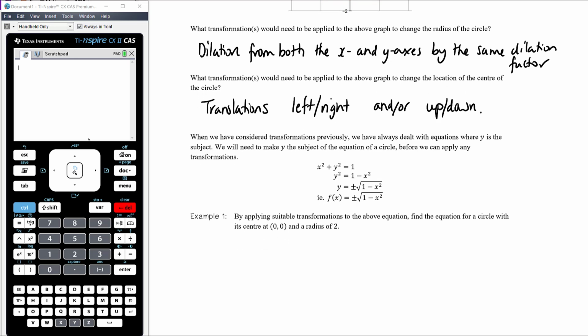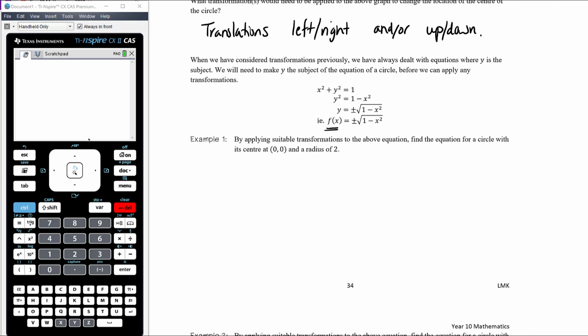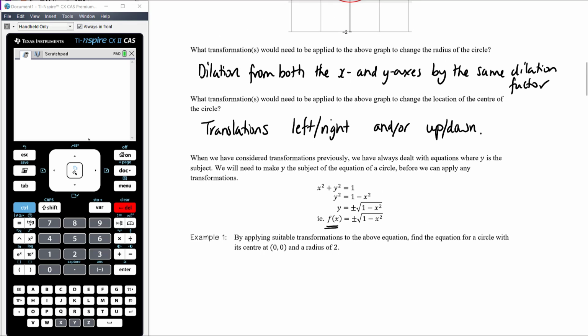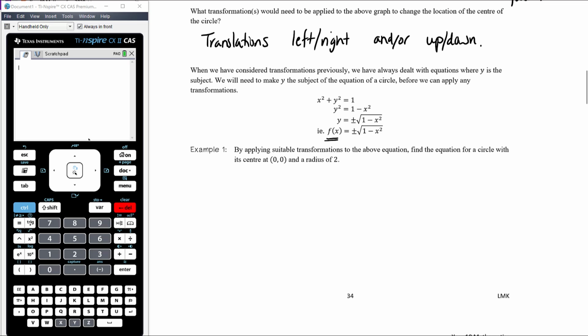So the point is though is that we need to have y as the subject so we can call it f of x, so we can then think about how we apply our transformations. So I want to work through 2 examples here where we're going to see how we might apply these transformations we've just discussed to change the radius in the first example and then to change the centre in the second example. And from that we'll draw a conclusion about the more general equation for the circle. So by applying suitable transformations to the above equation, find the equation for a circle with its centre at 0, 0. So we're going to do no translations. We're going to leave it where it is. And a radius of 2.